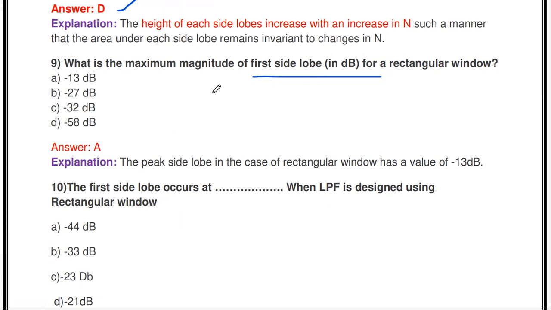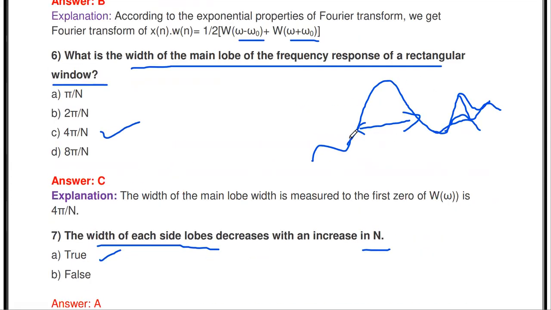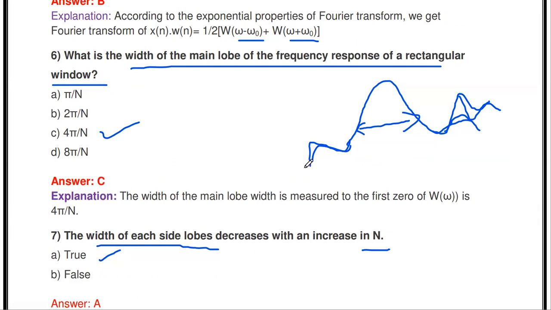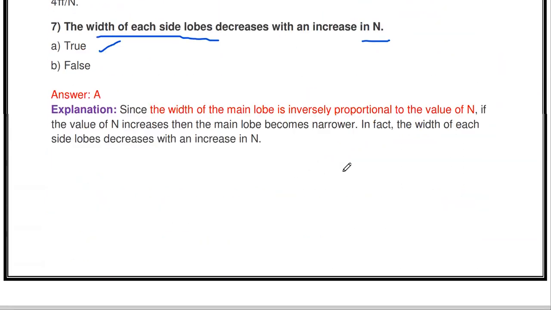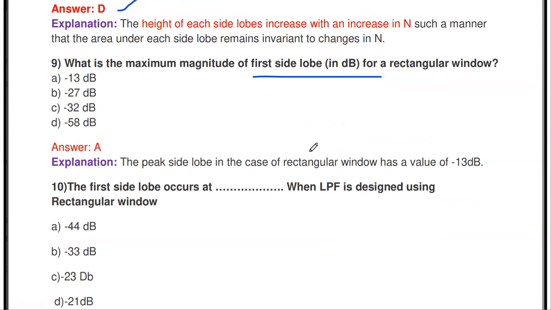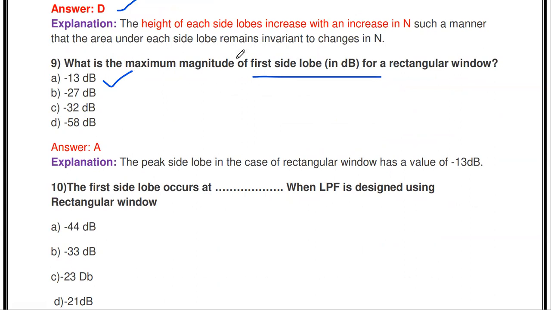Then the next question: what is the maximum magnitude of first side lobe for rectangular window? After this main lobe, there is a first side lobe. This is the first side lobe, this is the second side lobe and so on. So the maximum magnitude of first side lobe in rectangular window is minus 13 dB. You just remember these answers. The width is 4 pi divided by n. Similarly, the first side lobe level for rectangular window is minus 13 dB.